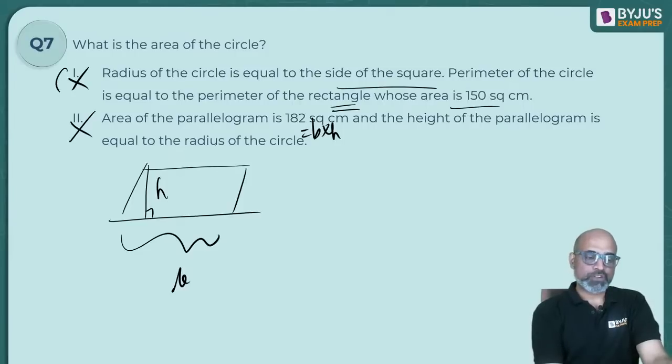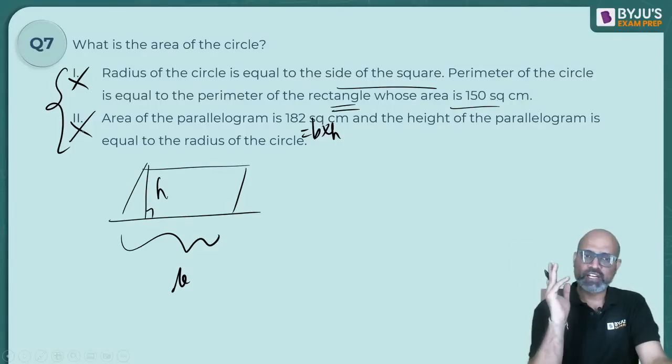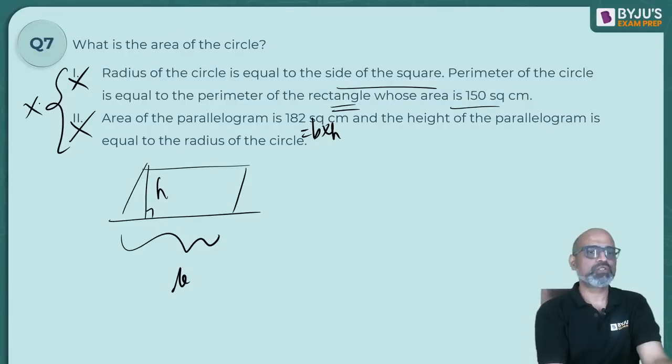If I don't get them individually, then we have to club them. If I club them, is there any relation between parallelogram and a rectangle? No. And areas are also very different, right? So दोनों मिलाकर भी तो कुछ नहीं निकले.